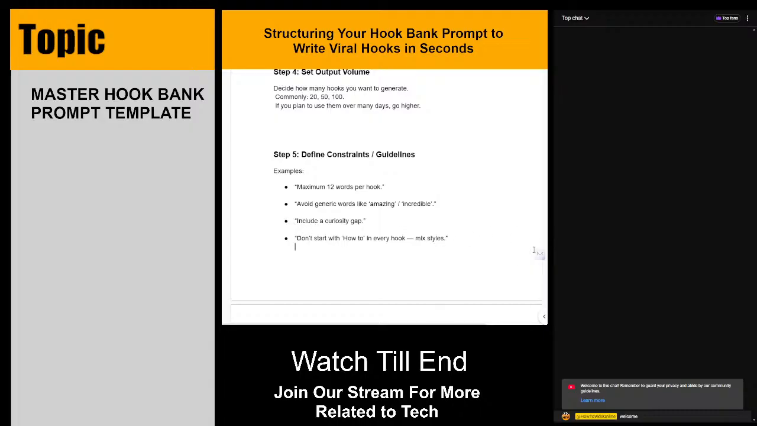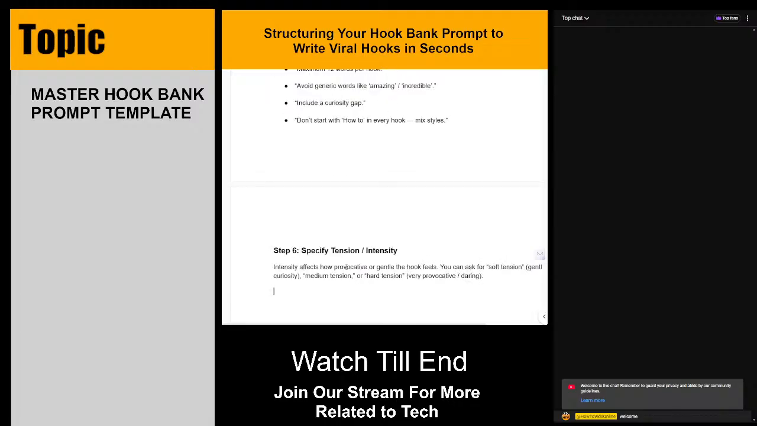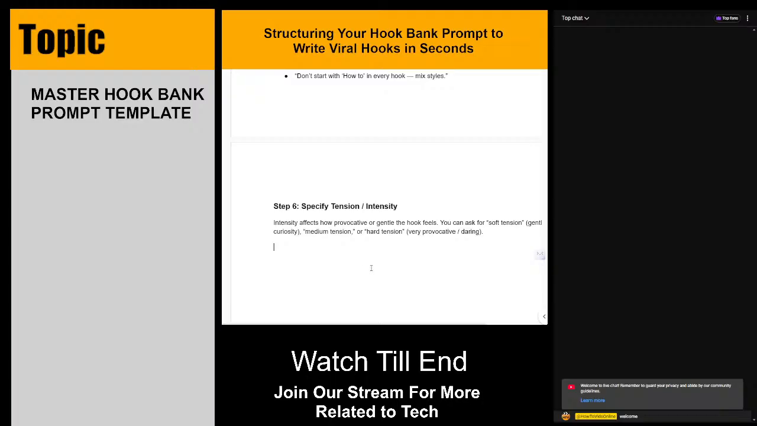Then in the next step, there is specifying tension or intensity. It affects how proactive or gentle the hook feels. You can ask for soft tension, or medium tension, or hot tension.